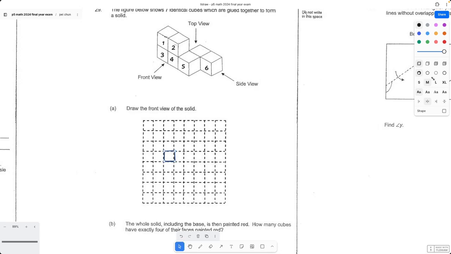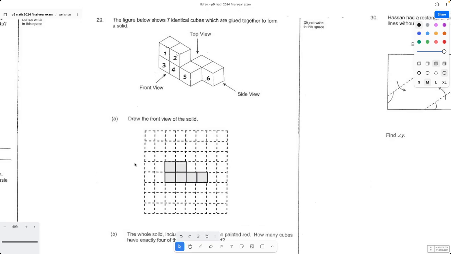So I'm gonna draw with this. So 1. Okay, I'm gonna fit this. 2, right? And then after that, then you have 4, and you have 6. That's what you see over here. Okay, there you go. Right. This is the front view.